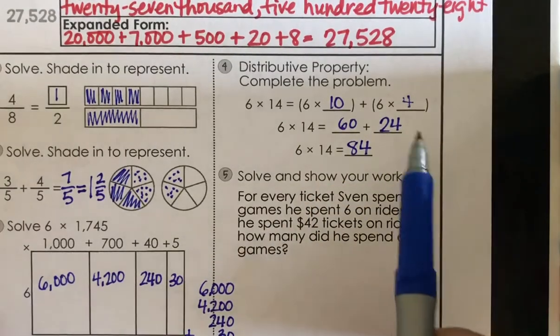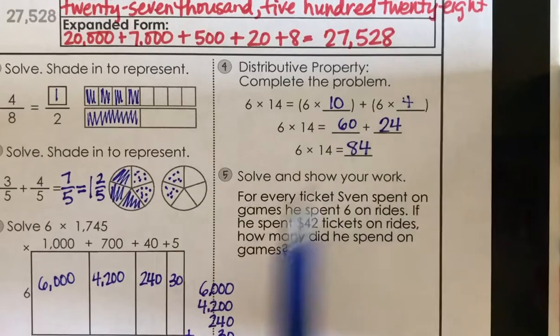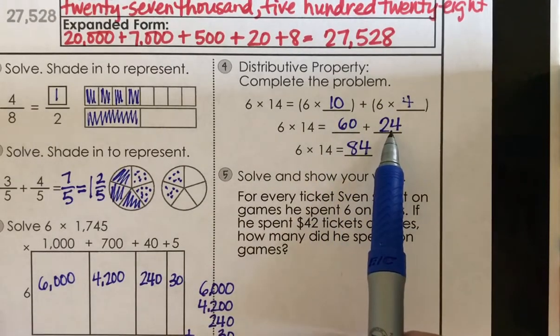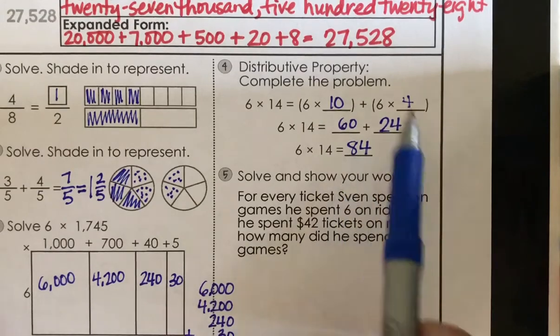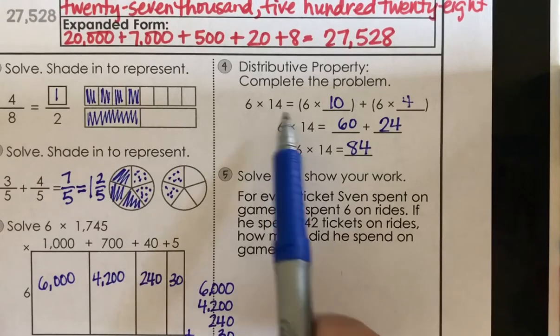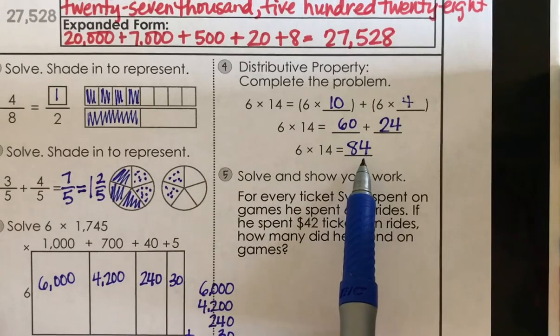Now, maybe you wanted to do 6 times 7 and 6 times 7. You could have done that as well, and you would have gotten 42 plus 42 equals 84. There's lots of ways that you could break apart 14. No matter how you broke it apart, though, your answer should still be 84.